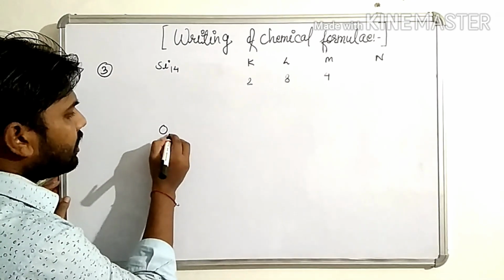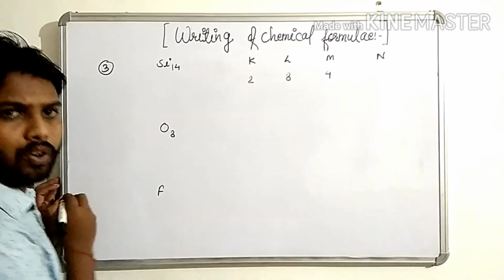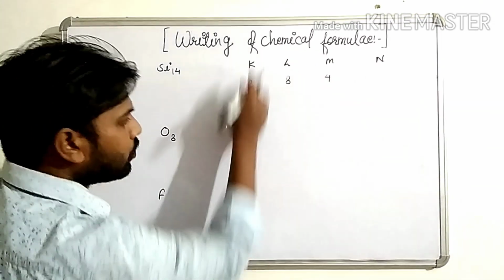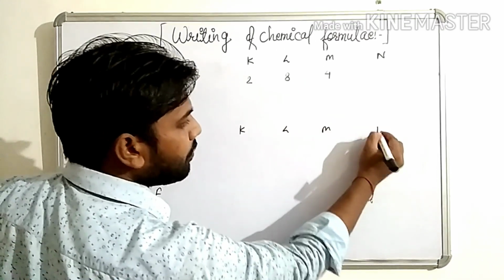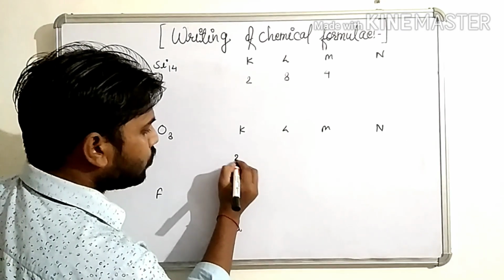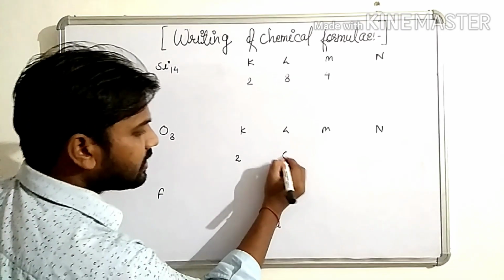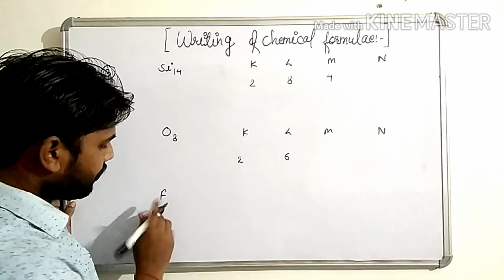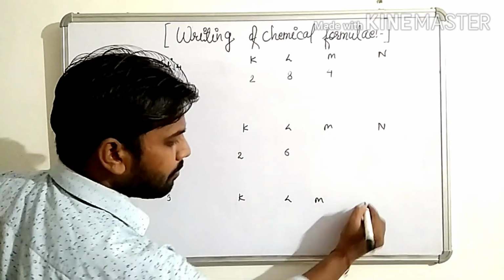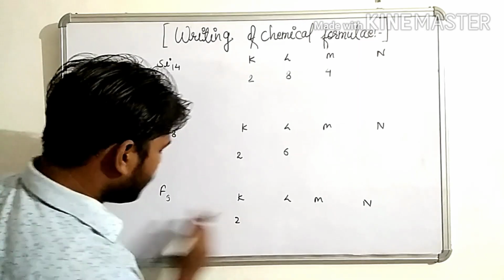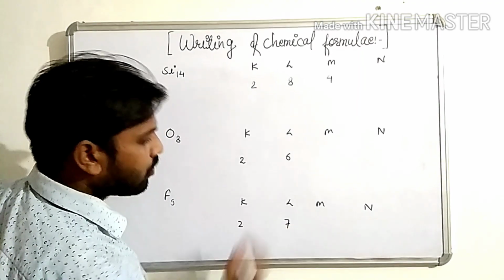Similarly, in oxygen, the atomic number of oxygen is 8. So K, L, M, N: 2, and the remaining is 6 electrons. Fluorine is 9. K, L, M, N: 2, and the remaining is 7 electrons.